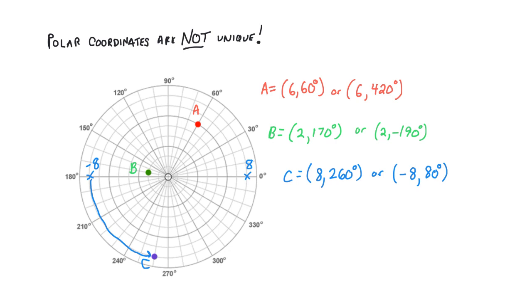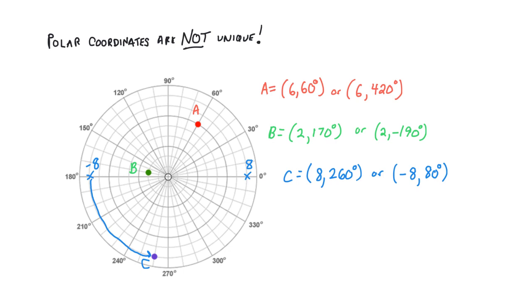Now, it's important to know that the first way that I described each one of these coordinates with a positive radius and a positive angle, with that angle being less than 360 degrees, is the standard way to describe a polar coordinate. However, the idea of a negative radius, while it's kind of a strange way to think about things, since we're used to thinking about distance as being positive, actually has some really nice applications.